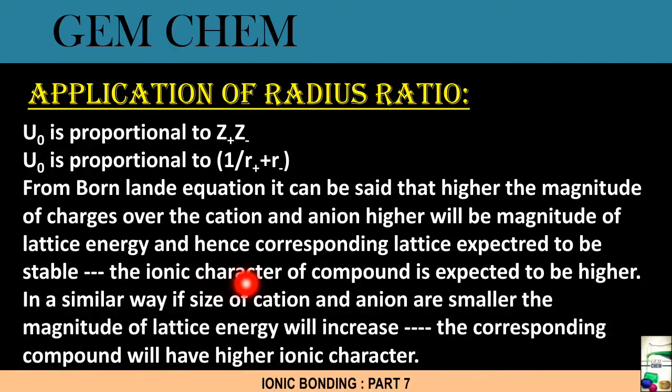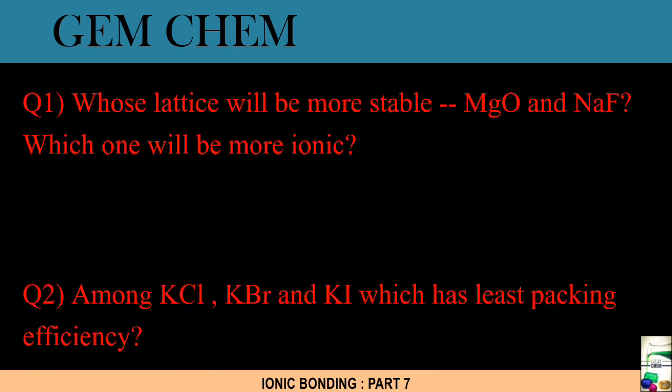In a similar way, if the size of the cation and anion is smaller, the magnitude of the lattice energy will increase and the corresponding compound will have higher ionic character. So if the size of the cation and anion are smaller, then we have higher ionic character. Now we have to answer 2 questions.